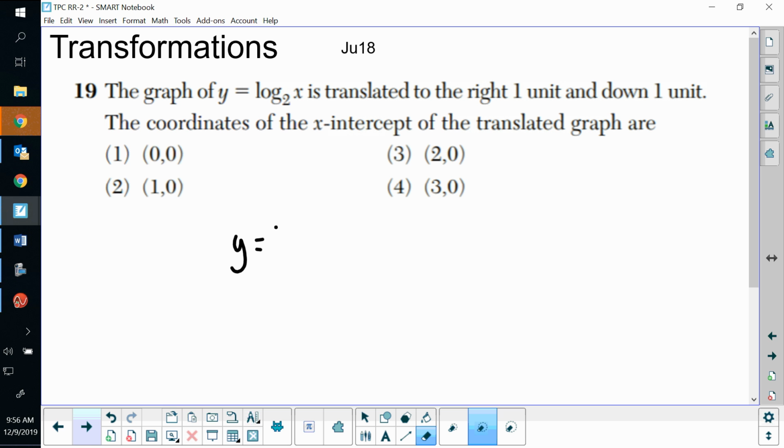So we're going to have log base 2. And on the inside, it's going to change if we're going right 1. If you go right 1, we're really subtracting on the inside. So that's going to be x minus 1. And if you go down 1, that's where you subtract 1 on the end. So we can just go over to a graphs page now in our calculator. We're going to type this in the graph and just see what it looks like the x-intercept is.